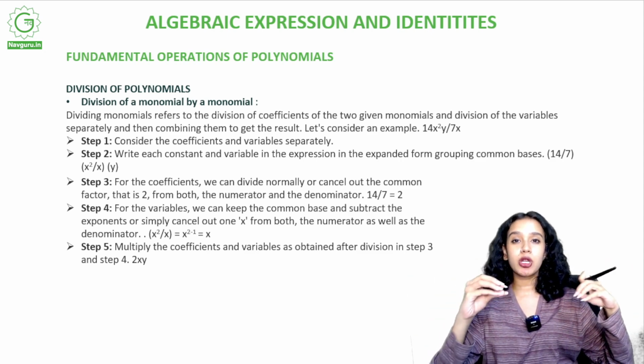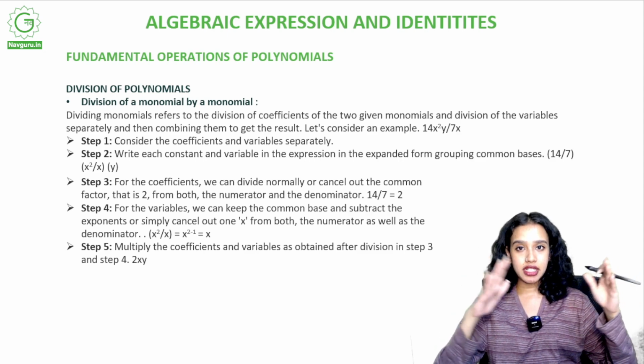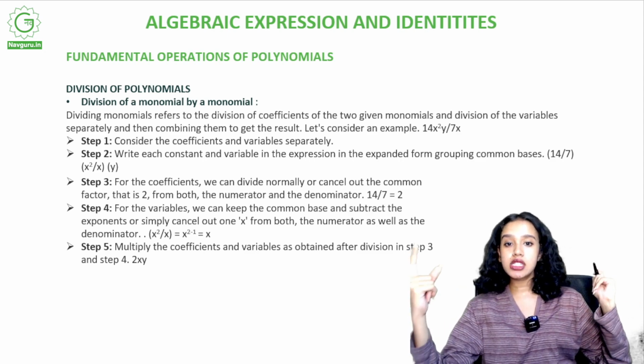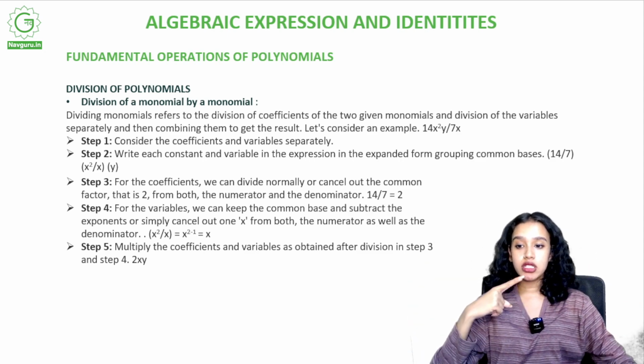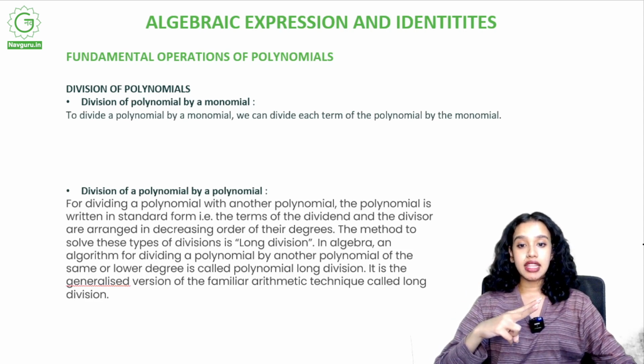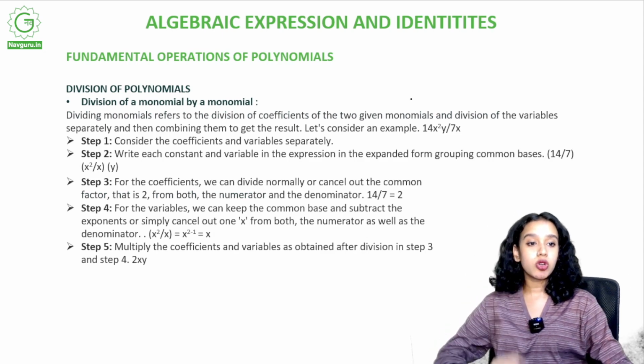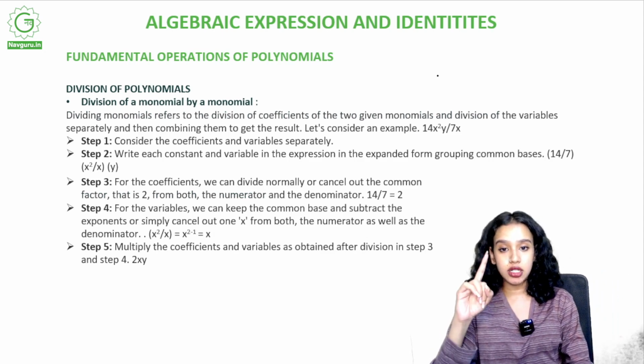So division of polynomials is a little bit tricky, right? So we could actually divide it into three parts. First is division of a monomial by a monomial, then we'll get into division of a polynomial by a monomial, and then we'll talk about division of a polynomial by a polynomial, right? Now let's get into the division of a monomial by a monomial. So what is a monomial? The term which has one term, right?